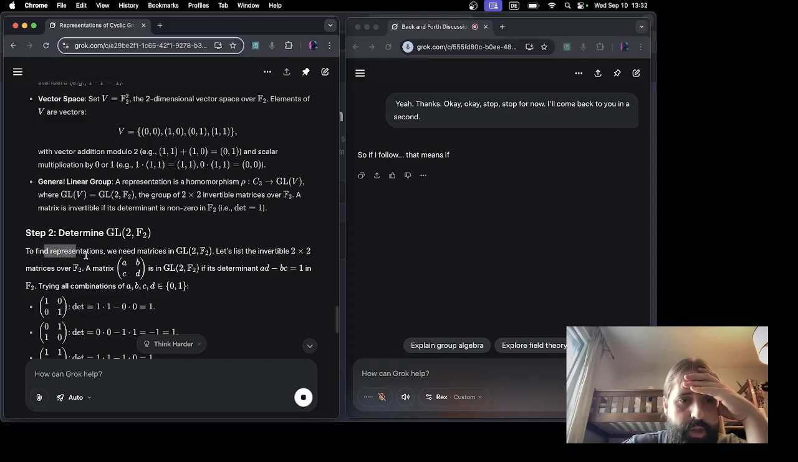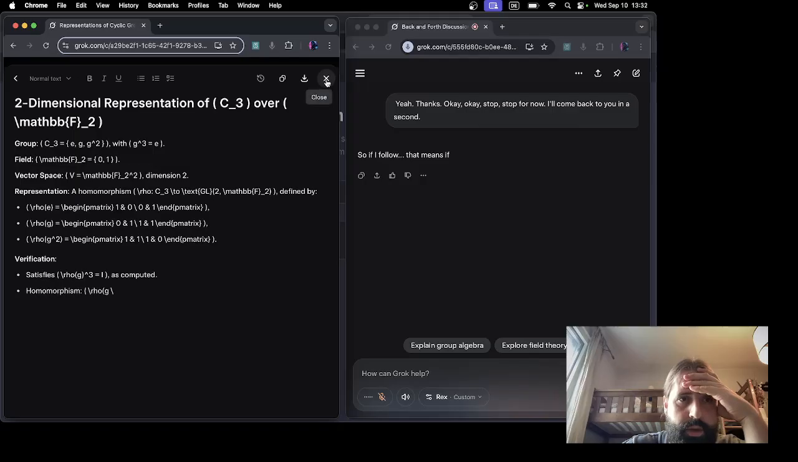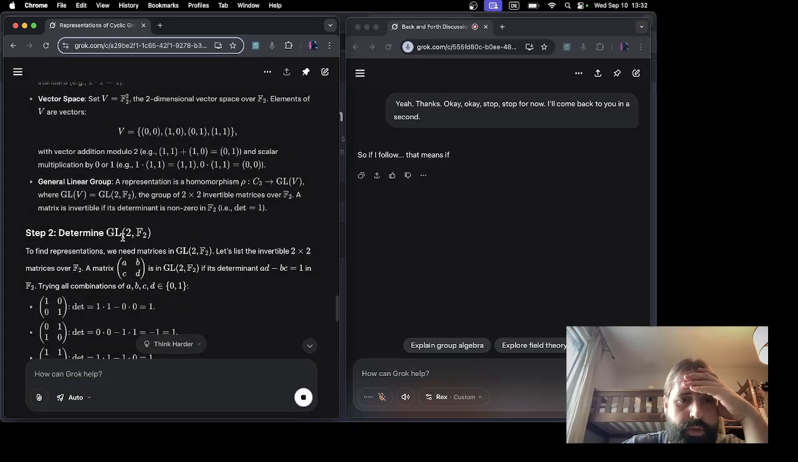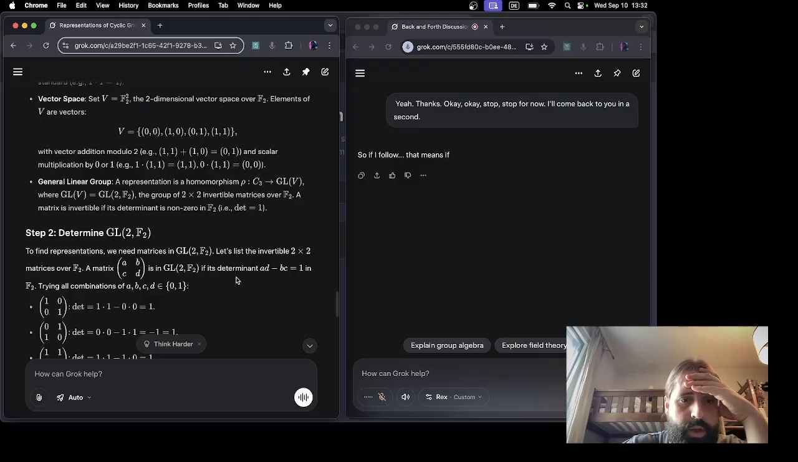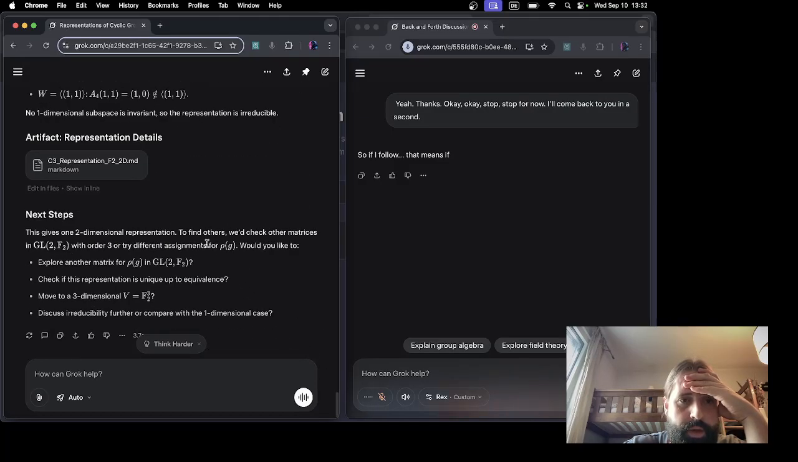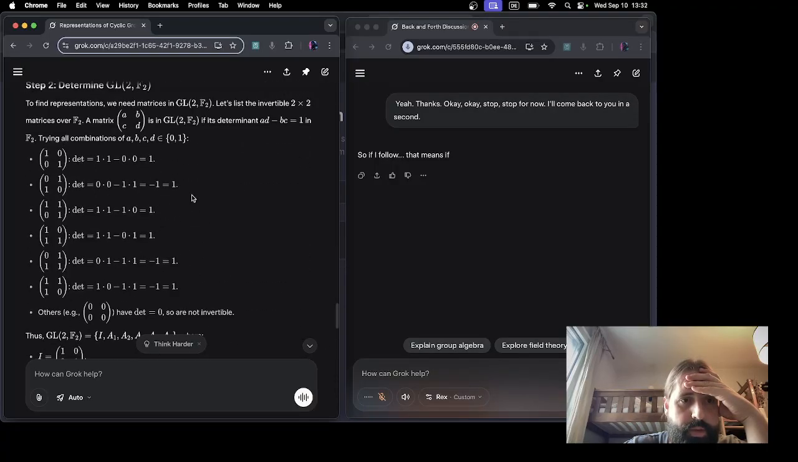So essentially you need to find F2, and then we need to find all the... no, wait, what am I doing? What did I do? That was weird. Okay. I'm here. Oh, it just opened it up by itself. Whoa.